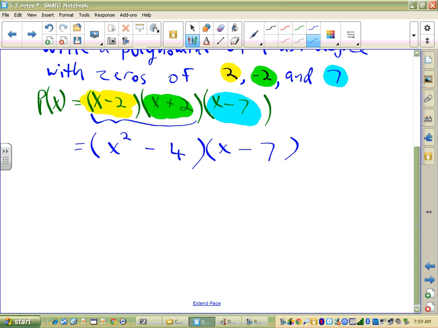Now we're going to FOIL again. So x squared times x is x cubed. The outer product gives me minus 7x squared. The inner product gives me minus 4x. And then the last term is plus 28. So before we move on, I'd like to analyze this, if I could, for a second.